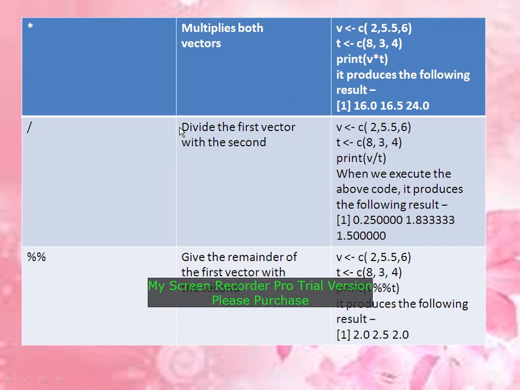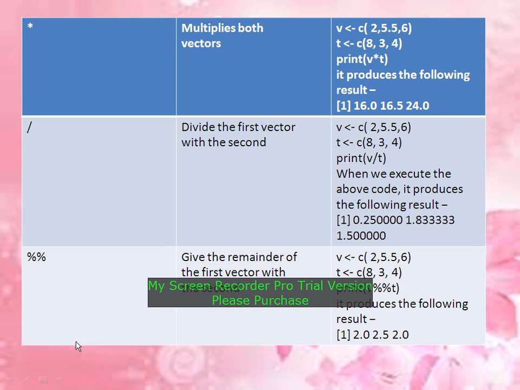Next, the division operator. Divide the first vector by the second vector. That is nothing but V divided by T. So, 2 by 8, 5.5 by 3, 6 by 4. 2 by 8 is 0.25000. 5.5 by 3 is 1.8333, etc. And 6 by 4 is 1.50. So, low is integer, high is numeric.